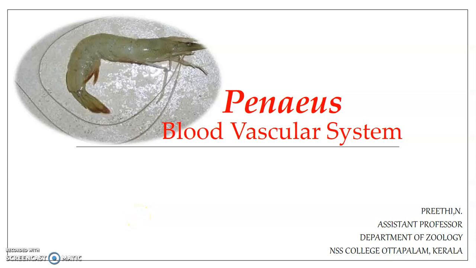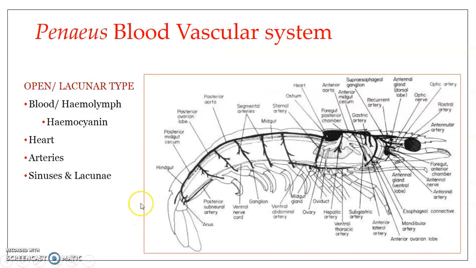Hello everyone. Here we are going to discuss the blood vascular system of Penaeus indicus. The blood vascular system of Penaeus indicus is of open type, or otherwise referred to as lacunar type. Open type because the blood flows through open channels and spaces.